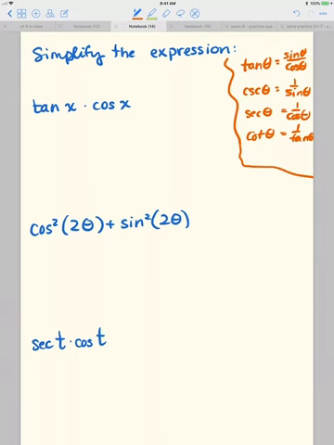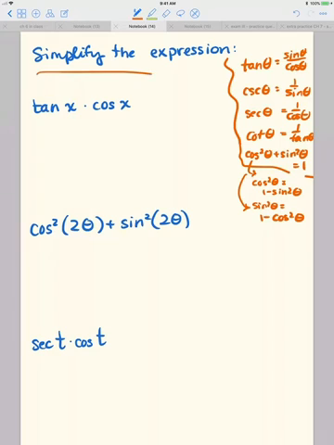So those are the relationships that we've been talking about, and then the identity that we've been talking about is cosine of the angle squared plus the sine squared of the angle equals 1. You can rewrite those: cosine squared is 1 minus sine squared, or sine squared is 1 minus cosine squared. So you can rewrite those in terms of one or the other by just subtracting over the other term.